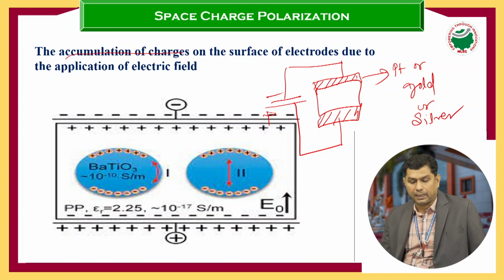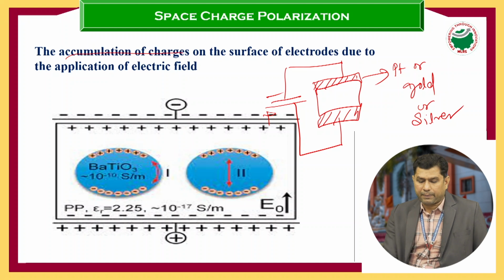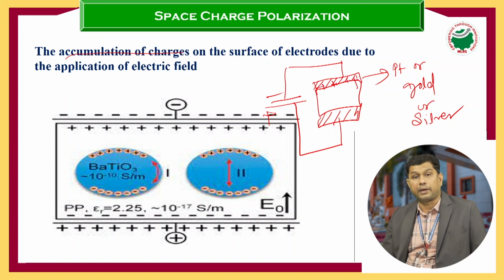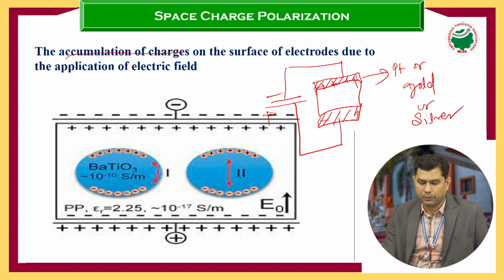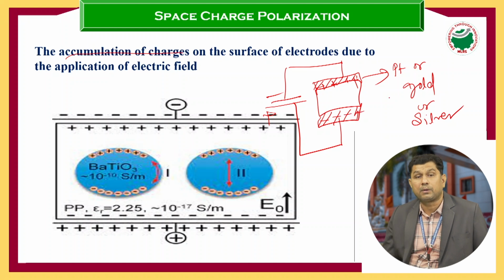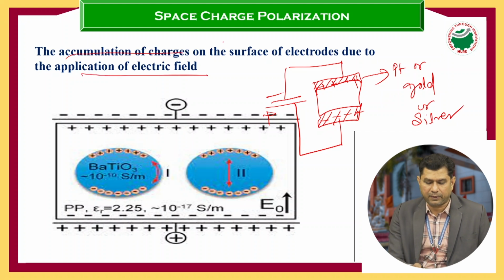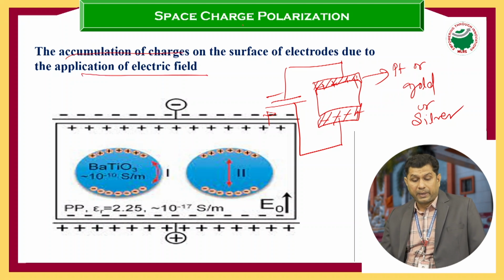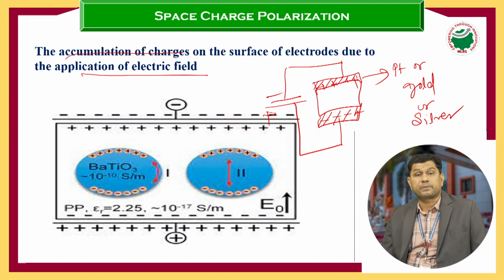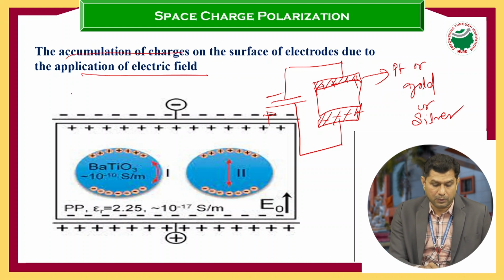Whenever we apply the electric field, some charge carriers accumulate on the electrodes. Suppose you are giving negative here, so positive charges accumulate on the negative plate, and on the positive plate, negative charges will be accumulated. Accumulation of the charges due to the application of the electric field is known as space charge polarization. But space charge polarization is completely negligible.